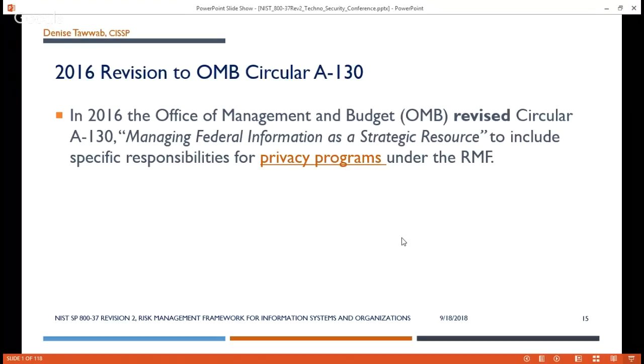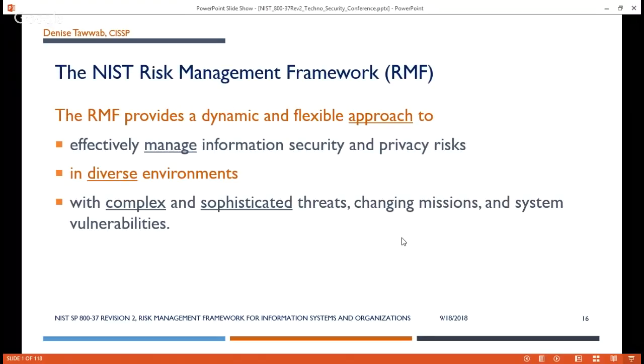In 2016, the Office of Management and Budget revised the document on managing federal information as a strategic resource to include specific responsibilities for privacy programs under the risk management framework. And that's Circular A-130 if you want to go look that up. That's OMB Circular A-130. Okay, the NIST Risk Management Framework, let's get into it.